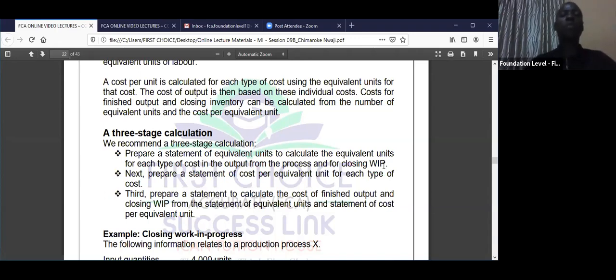Then next, we'll prepare a statement of cost per equivalent unit for each type of cost. Then the third one is we will prepare a statement to calculate the cost of finished output and closing work in progress from the statement of equivalent units and statement of cost per equivalent unit. So the third step is to calculate cost of finished output using the two statements we've prepared. See an example here.